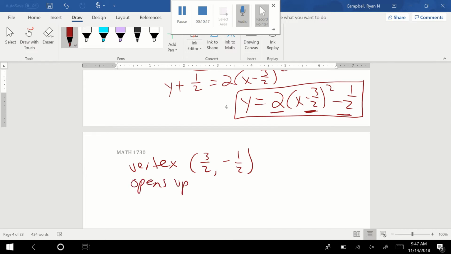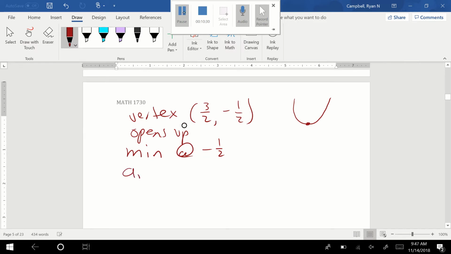So let's think about it. If it opens up, are we going to have a maximum or minimum point? We're going to have a minimum. So there's going to be a minimum at negative 1 half, the y value. And then we also know that the axis of symmetry, AOS, is at x equals 3 halves. Now again, the x equals actually matters. This is a line. You can't just put 3 halves. That's a point. We need the actual vertical line of x equals 3 halves.